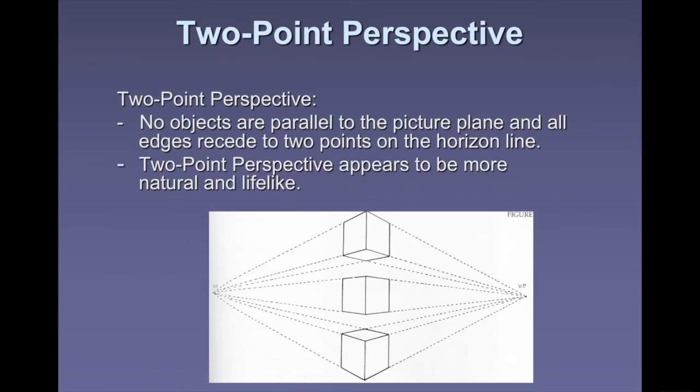Okay, so we're going to talk about another type of perspective, and this is two-point perspective. In two-point perspective, you're looking at the scene from an angle, and this often looks a little bit more lifelike and natural. Okay, and in two-point perspective, the receding lines appear to converge at two vanishing points, as you can see here.